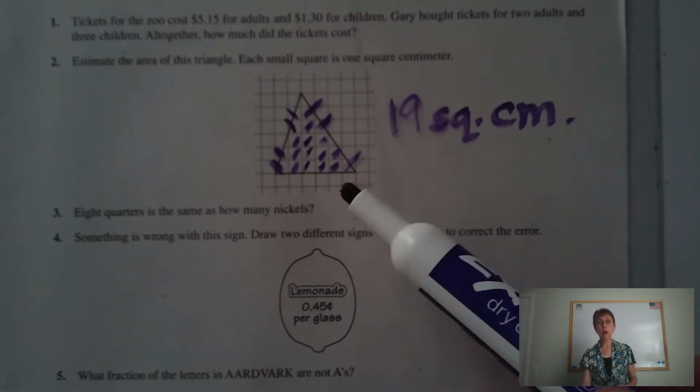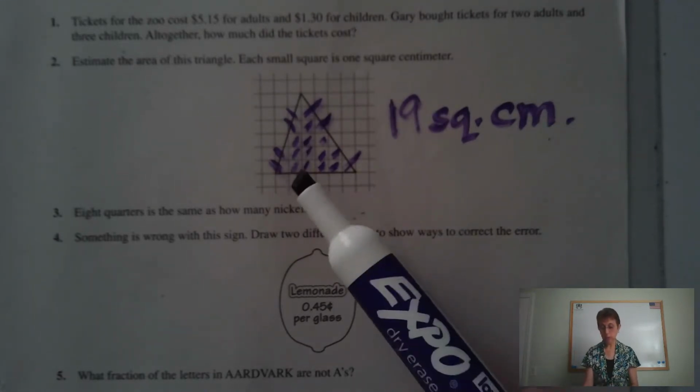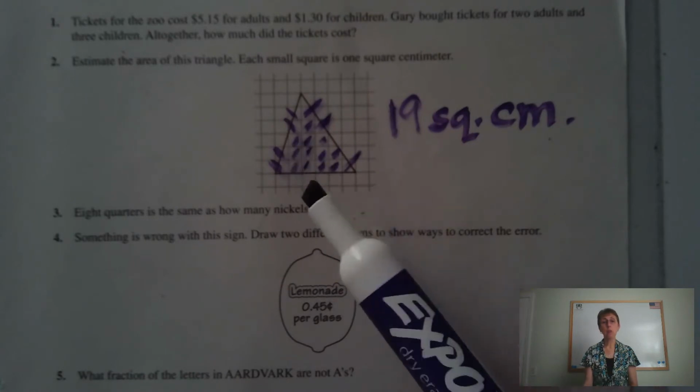So in an odd shape, or a shape that doesn't have straight sides where you can get those whole squares, what you do is you look for how many whole squares you do have within the figure, and then every half or anything greater than a half of a square you count as a whole square.